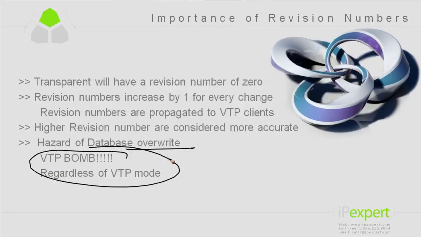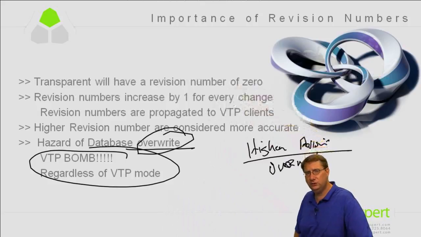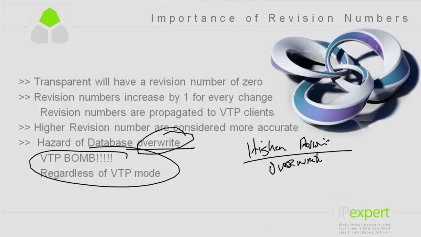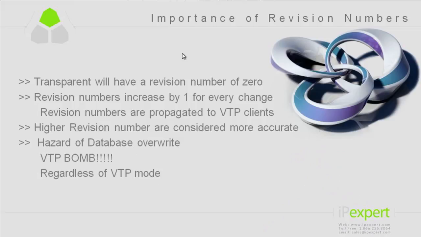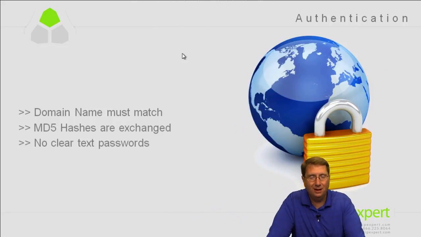All it really implies is that, based on a higher revision number, we have the capability of overriding the database. And the single point of confusion for most students is that we have the capacity to overwrite the database even if we're a client. Because remember, we're still going to be sending information out. We're going to look at some debugs that will walk us through these scenarios.